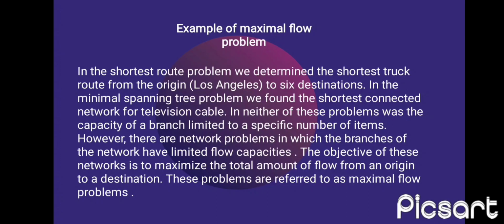In the shortest route problem, we determine the shortest route from Los Angeles to six destinations. In the minimal spanning tree problem, we found the shortest connected network for the television cable. In neither of these problems was the capacity of a branch limited to a specific number of items. However, there are network problems in which the branches of the network have limited flow capacities. The objective of this network is to maximize the total amount of flow from the origin to a destination. These problems are referred to as maximal flow problems.